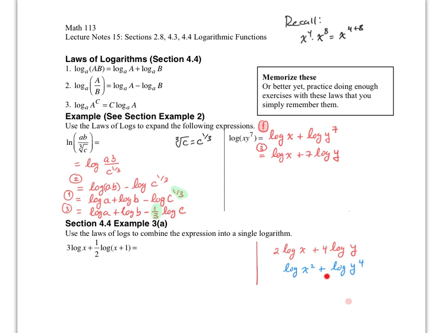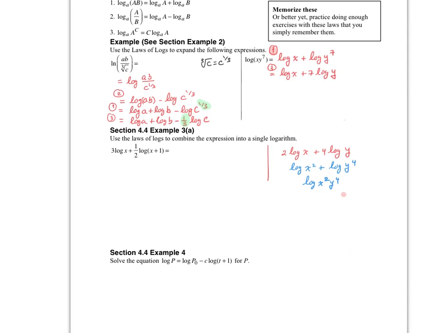Now, since this is a sum, that means it came from a multiplication. So then this will be log of x squared times y to the 4. So you should check that you can go backwards. Okay.